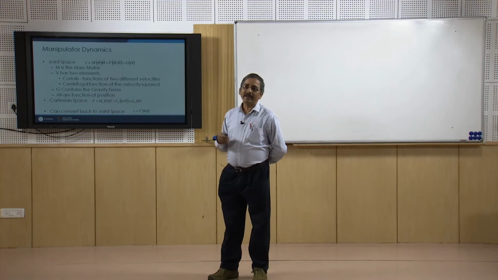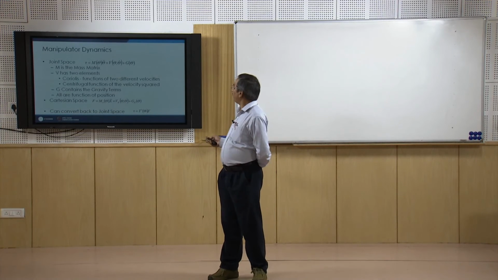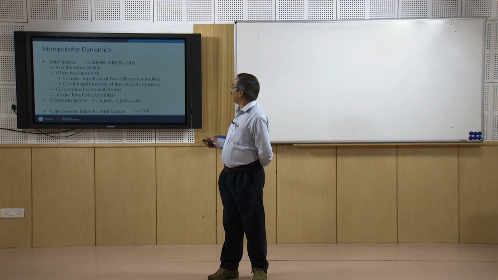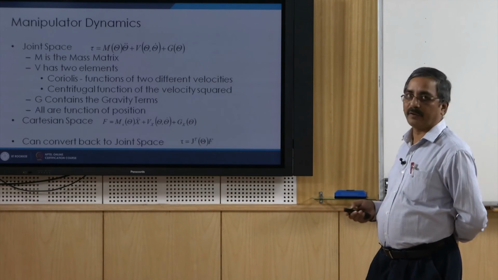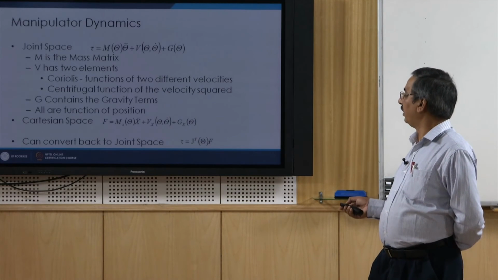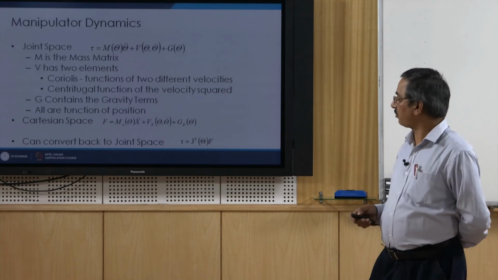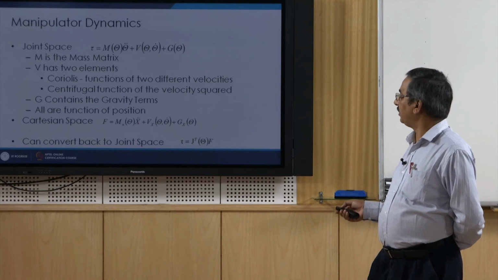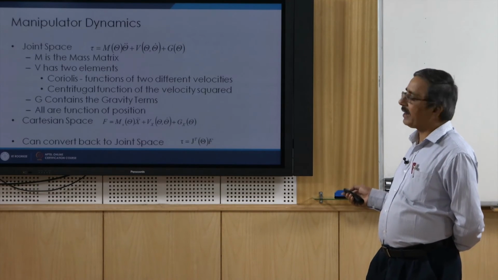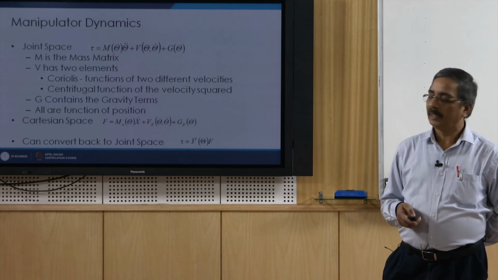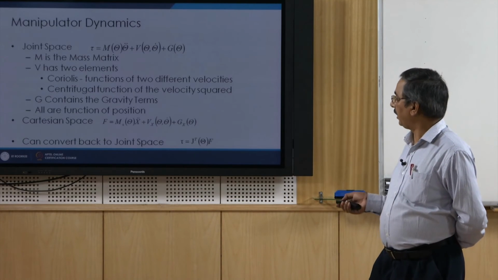So, the manipulator expression finally comes out in this form. The manipulator dynamics equation in the joint space comes out in this form, where M is the mass matrix, V has got two elements, the Coriolis, which is a function of two different velocities, and the centrifugal, which is a function of velocity square. We have G(theta), which contains the gravity terms also. Here we can add even the friction term, that also can be added.